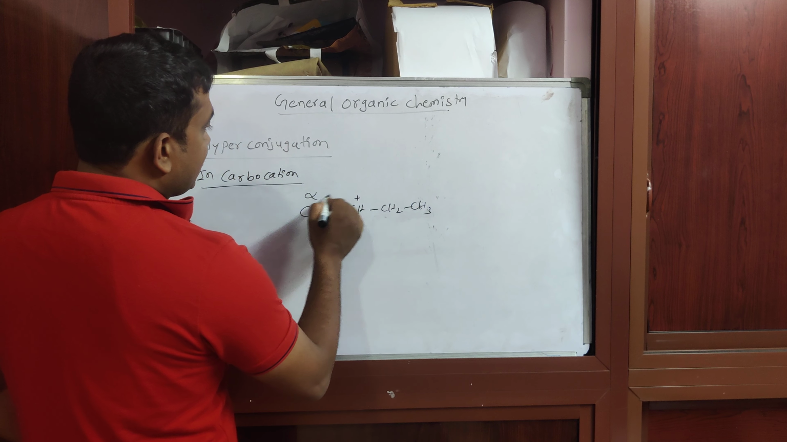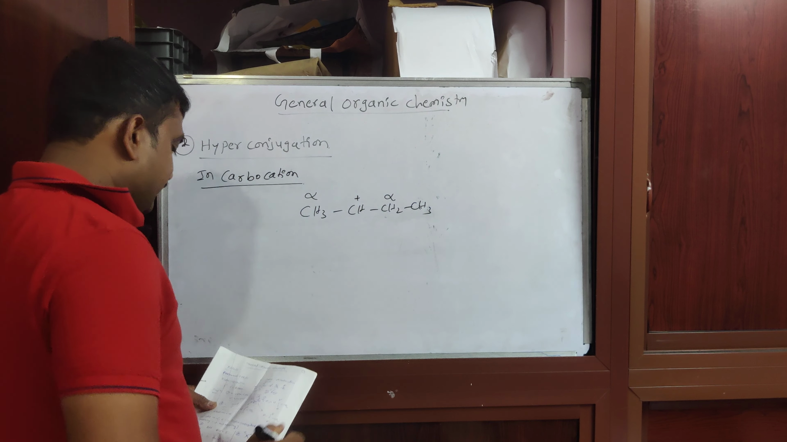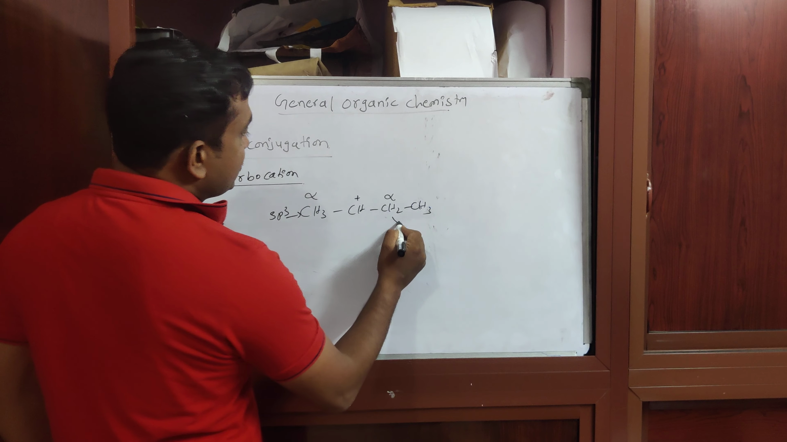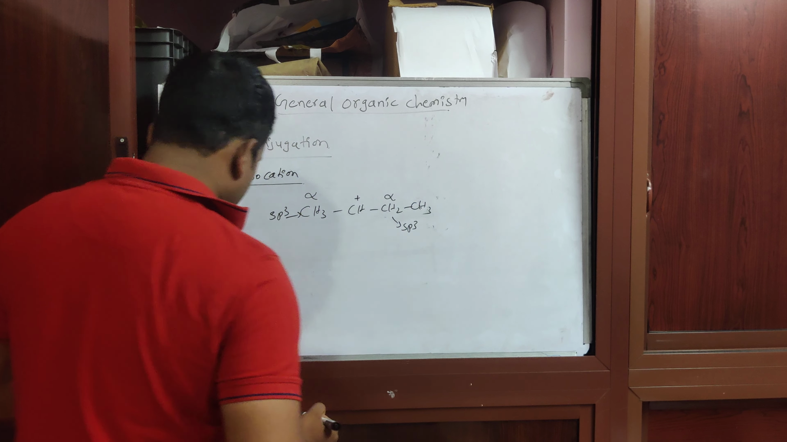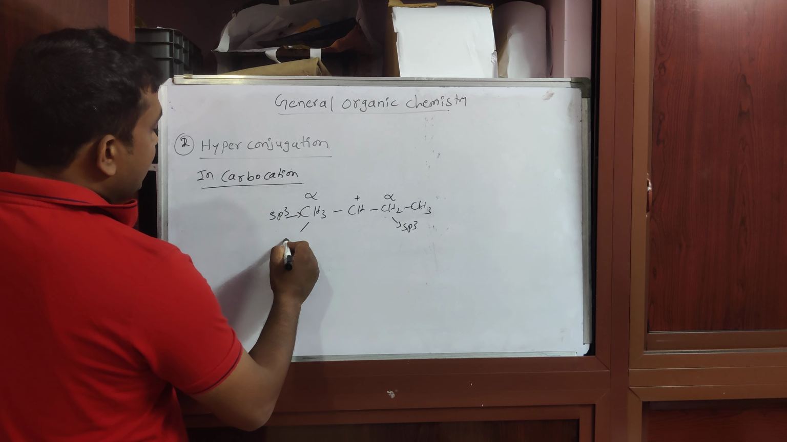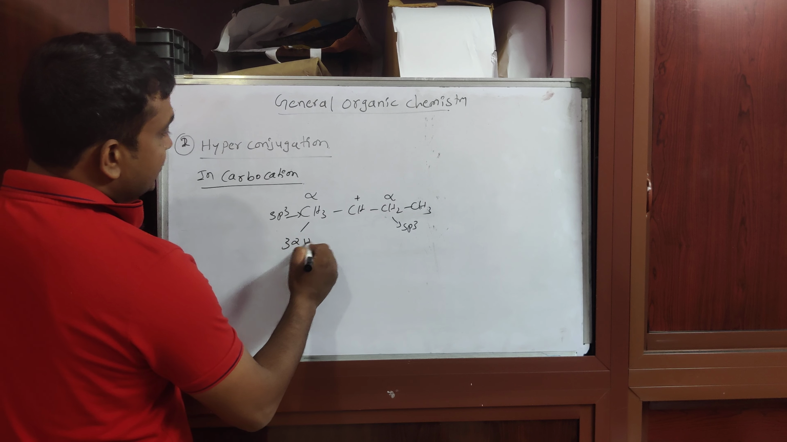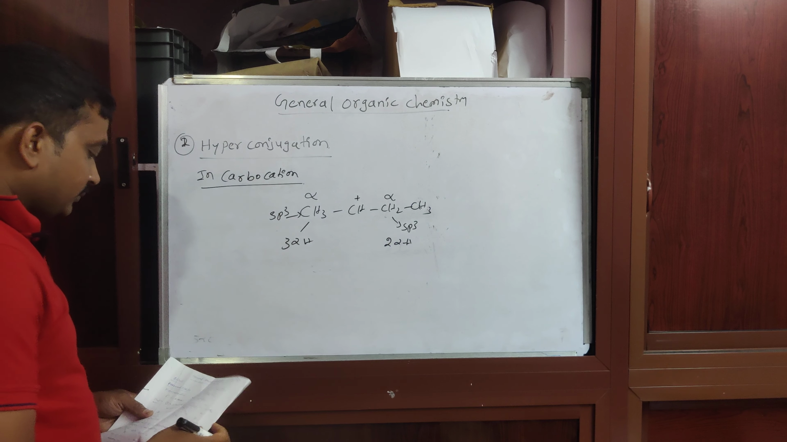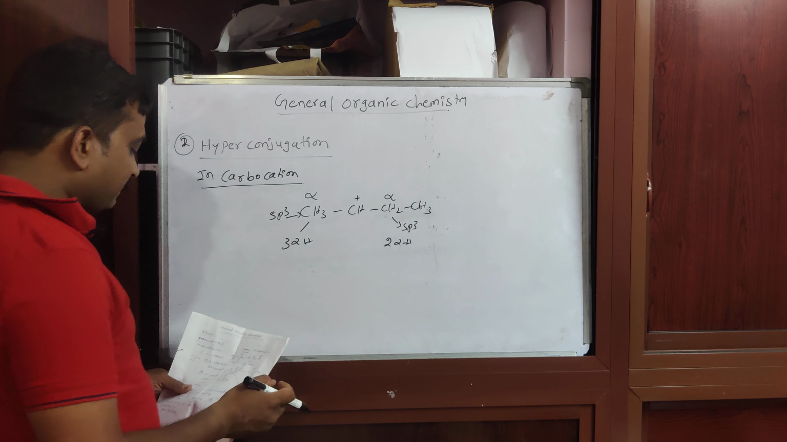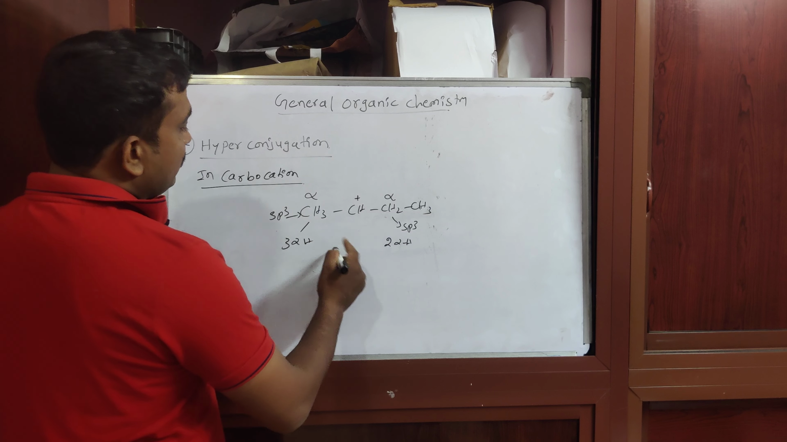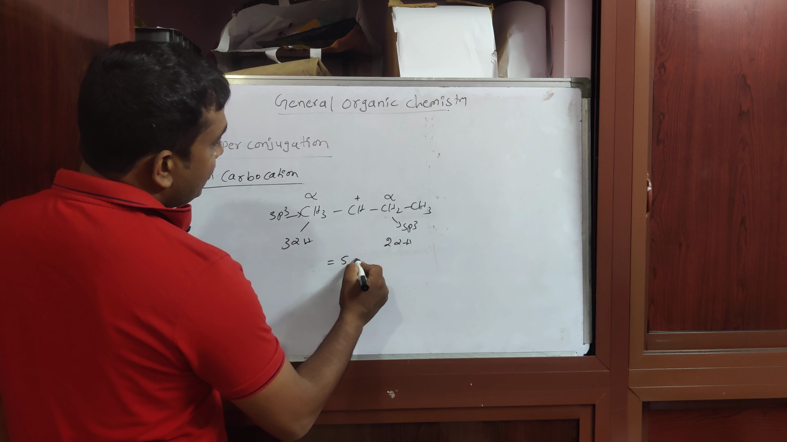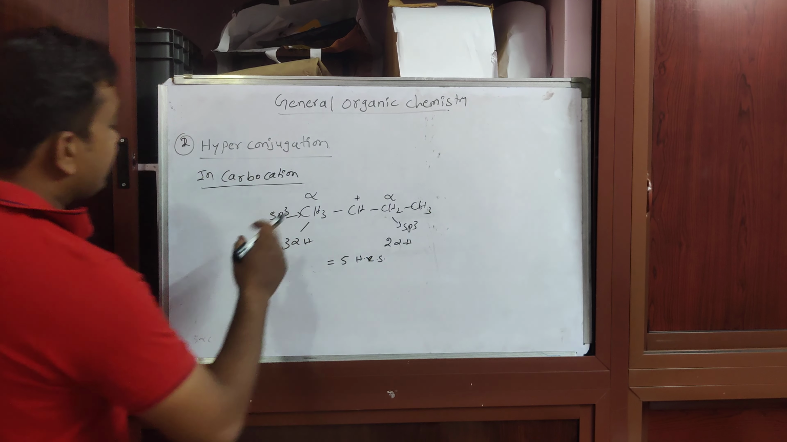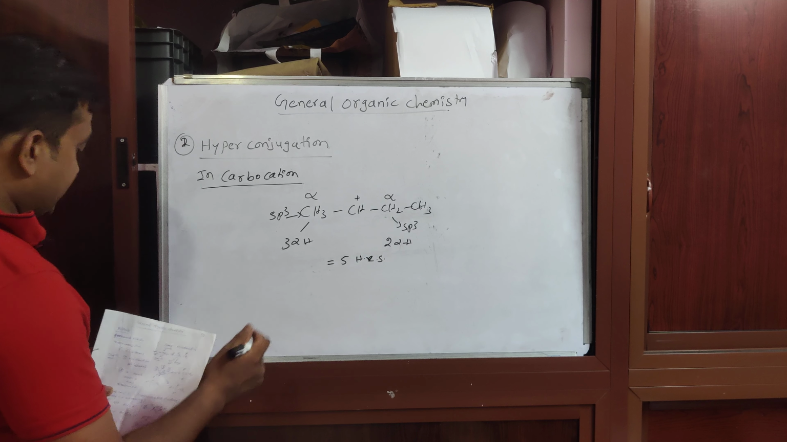This carbon is an alpha carbon, this carbon is also an alpha carbon. This is sp3 hybridized, this is also sp3 hybridized. This has 3 alpha hydrogens and this has 2 alpha hydrogens. This molecule will show 5 hyperconjugation structures. How will it show? I will explain the mechanism.